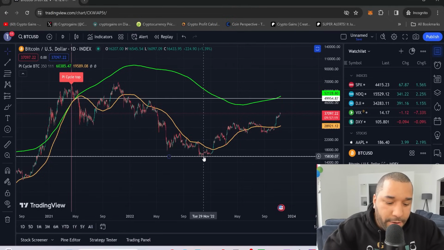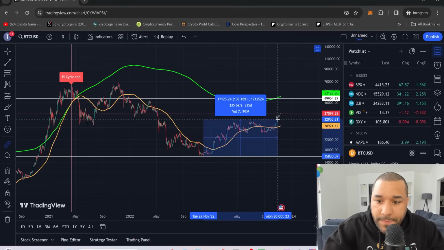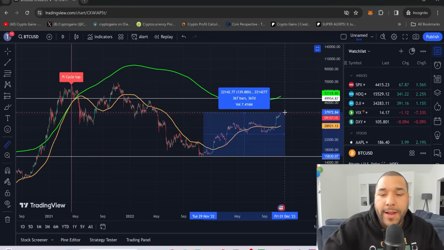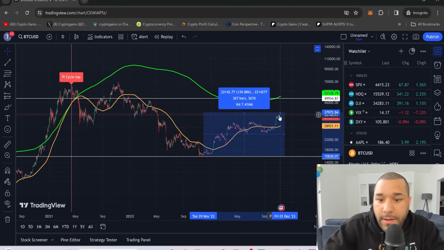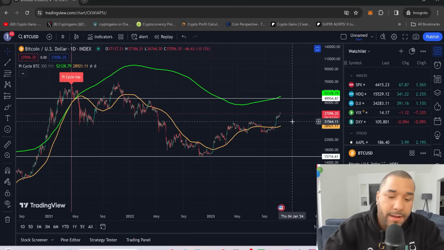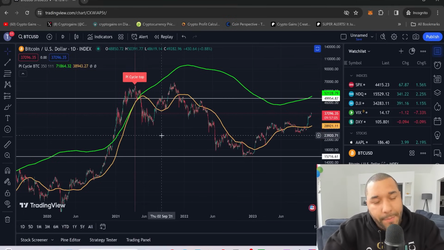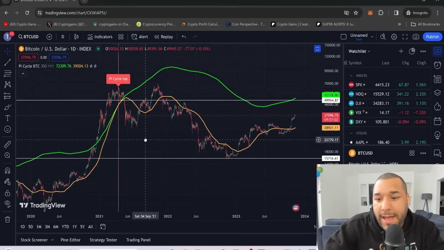If you wanted to buy Bitcoin at the bottom, you've already missed a 139% pump. That was the bottom, not now. The bull cycle started here when we saw massive breakouts way back. So I'm trying to prepare you in advance, because what's going to happen here?